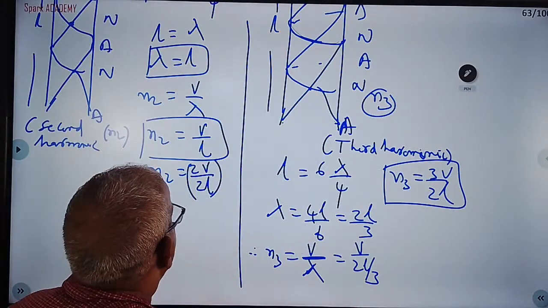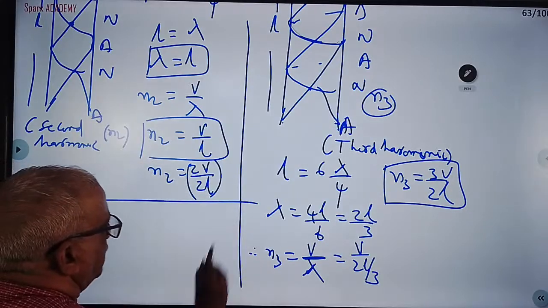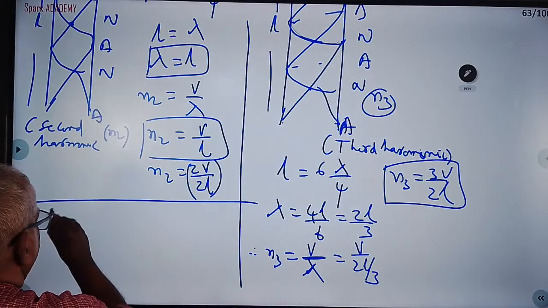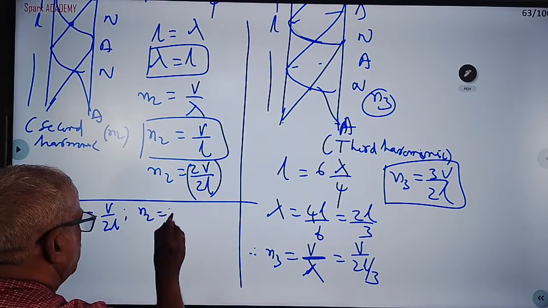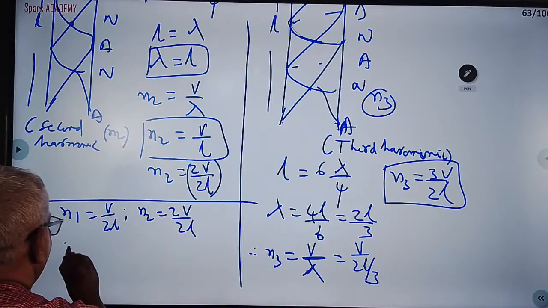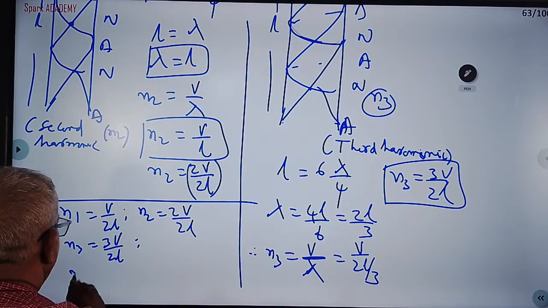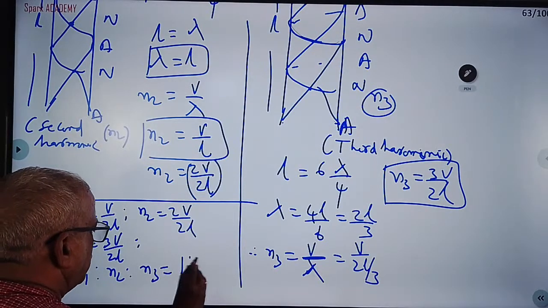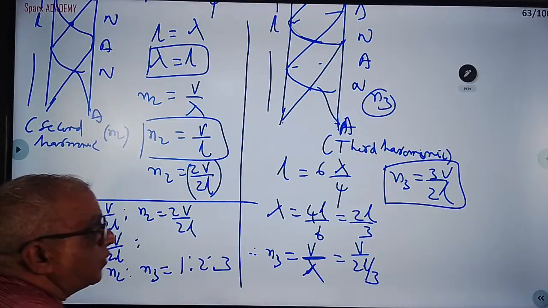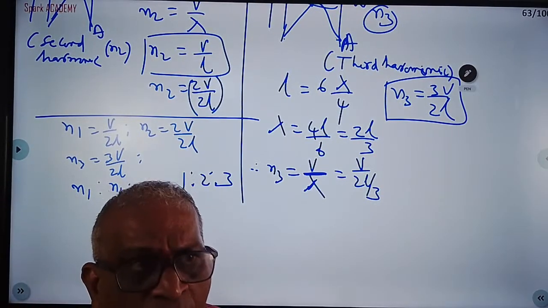So you are going to get the ratio of frequencies. What is the ratio of frequencies? N1 is V by 2L, the first harmonic, N2 is 2V by 2L, N3 is 3V by 2L, denominator is 2L. Therefore N1 is to N2 is to N3 is nothing but 1 is to 2 is to 3. We get even and odd harmonics. You are getting both even and odd harmonics in the case of open pipes.